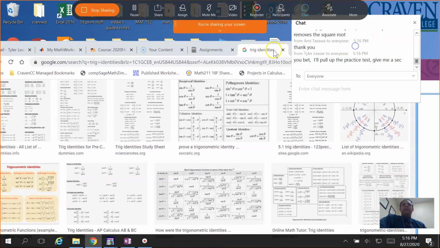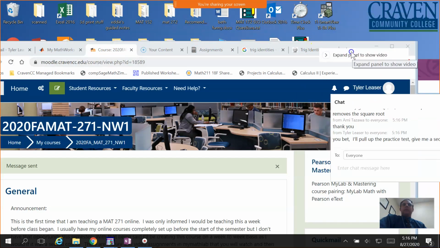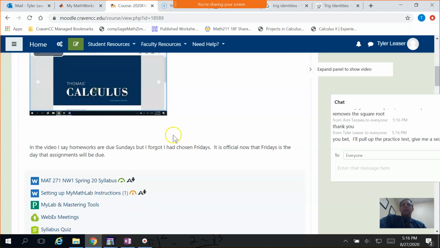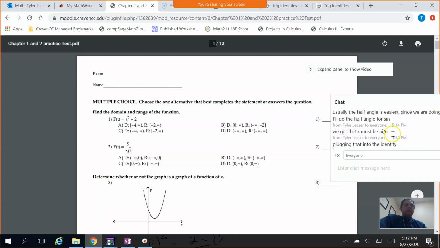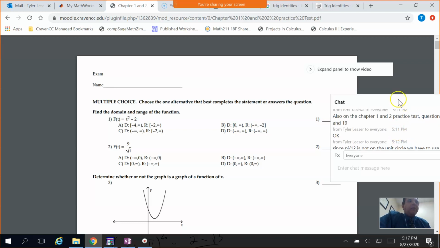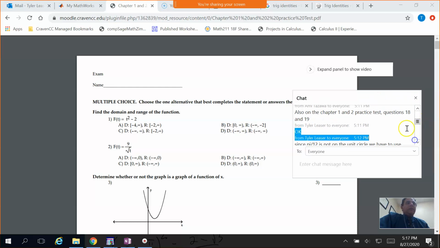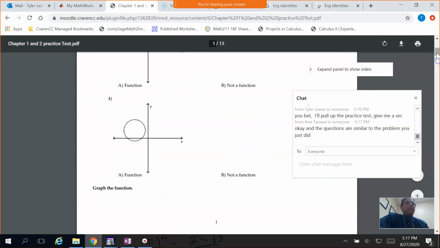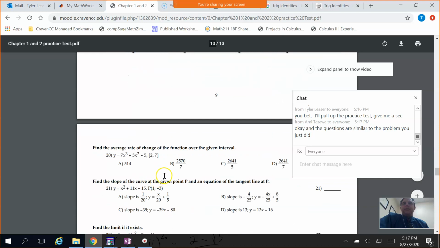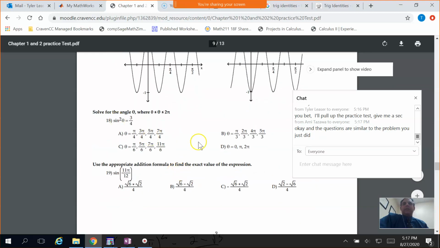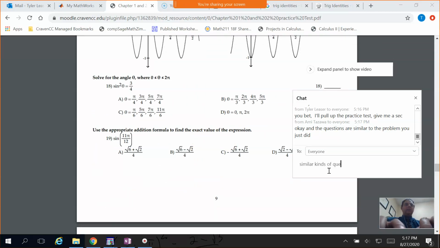So let's see. In the practice test that I have up here, I don't know if it's Ami or Amy, but we want to see 18 and 19. Probably close to the bottom. Not that close. Oh, here we go. All right, so similar kinds of questions.